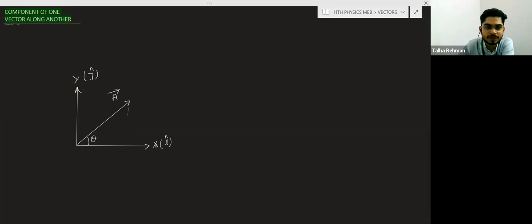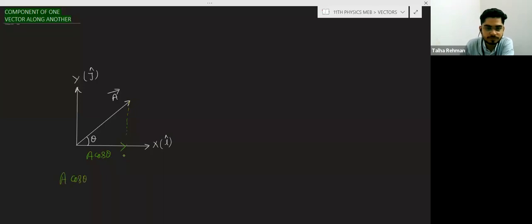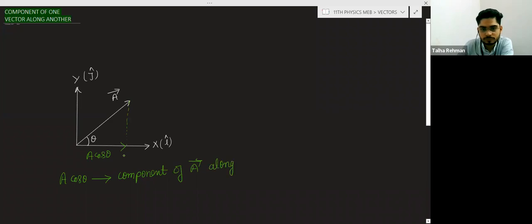We have already discussed this topic. The component of this vector A along the x-axis will be A cos theta, and no need to take the sign component. So the component of vector A along the x-axis is A cos theta. We already knew this.